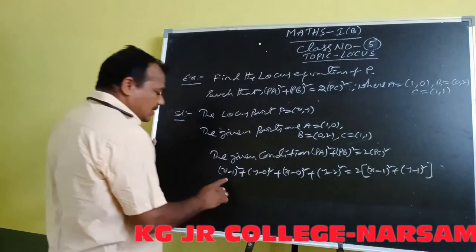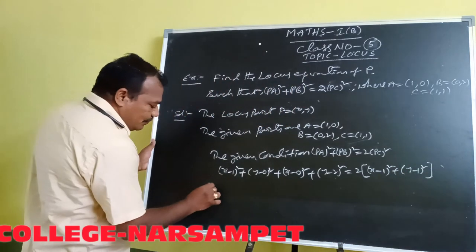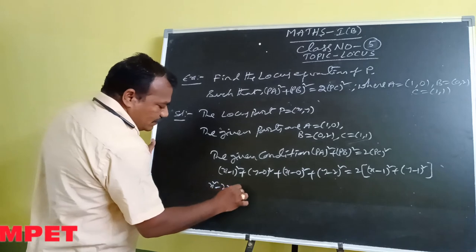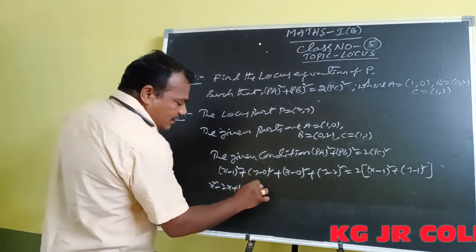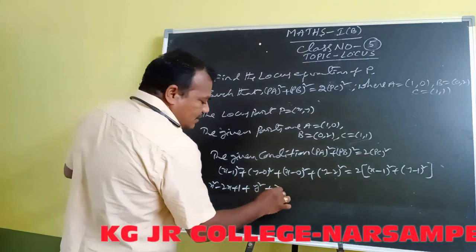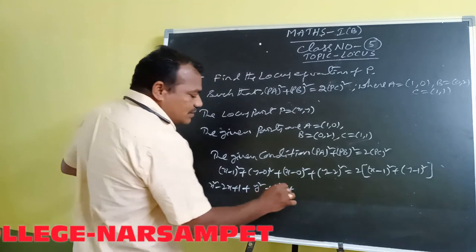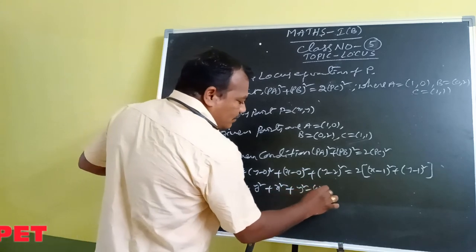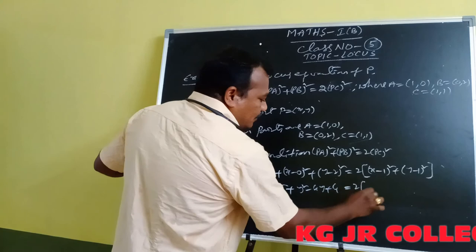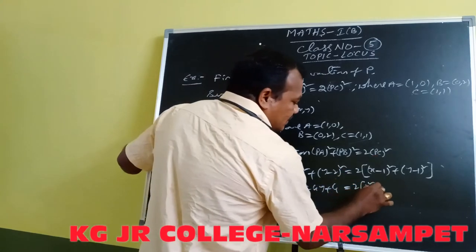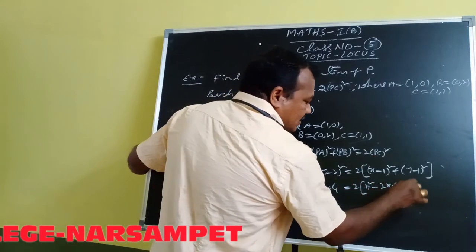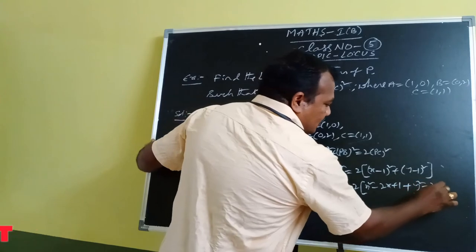Here to expand this, (x minus 1) whole square is x square minus 2x plus 1, and (y minus 0) square is y square, and (x minus 0) square is x square, (y minus 2) whole square is y square minus 4y plus 4. And here 2 of (x minus 1) whole square is x square minus 2x plus 1. Similarly, y square minus 2y plus 1.